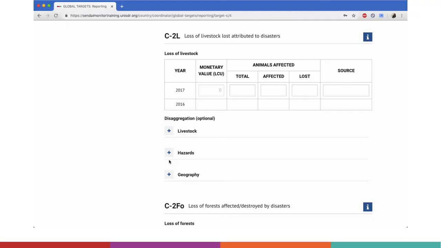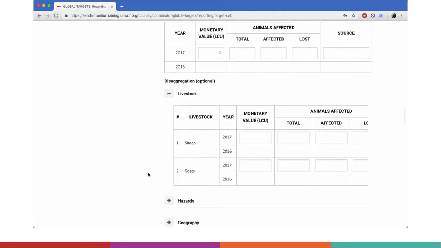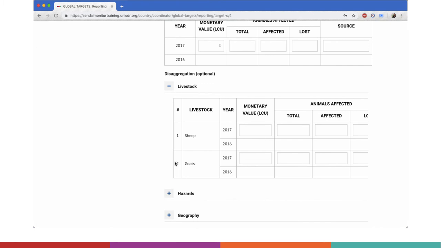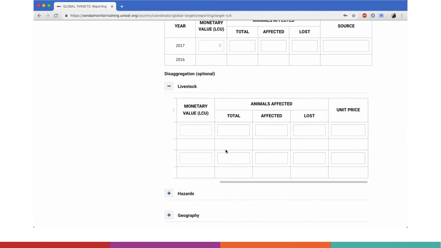C2L is the loss of livestock attributed to disasters. If you had selected to have monetary value calculated by the system, simply input the number of total affected and lost livestock in these boxes. In this context, lost refers to livestock that were killed by disasters. Similarly, disaggregation by livestock is encouraged. Your country coordinator should add disaggregation categories for relevant types of livestock in the monitor setup. You can then input the number of total affected and lost animals for each livestock type.